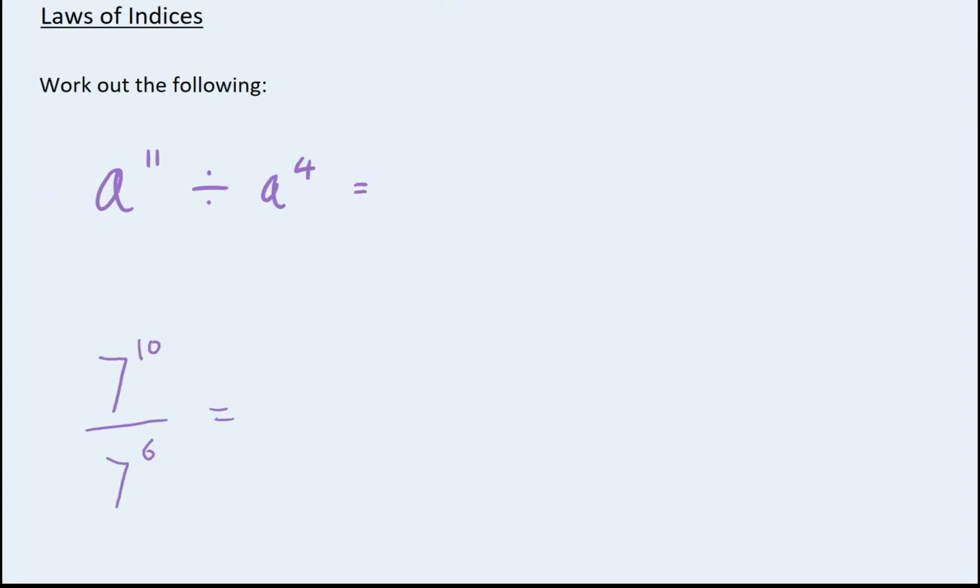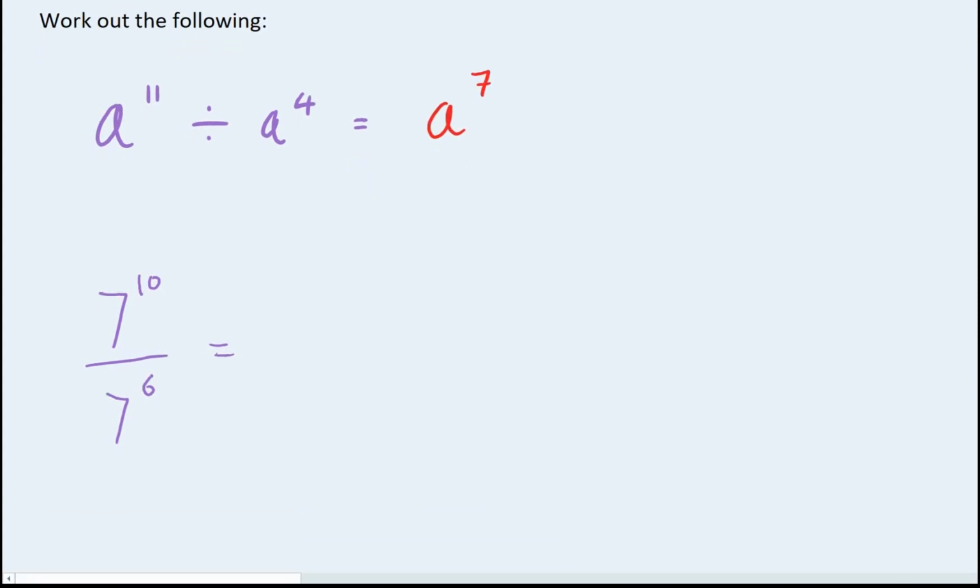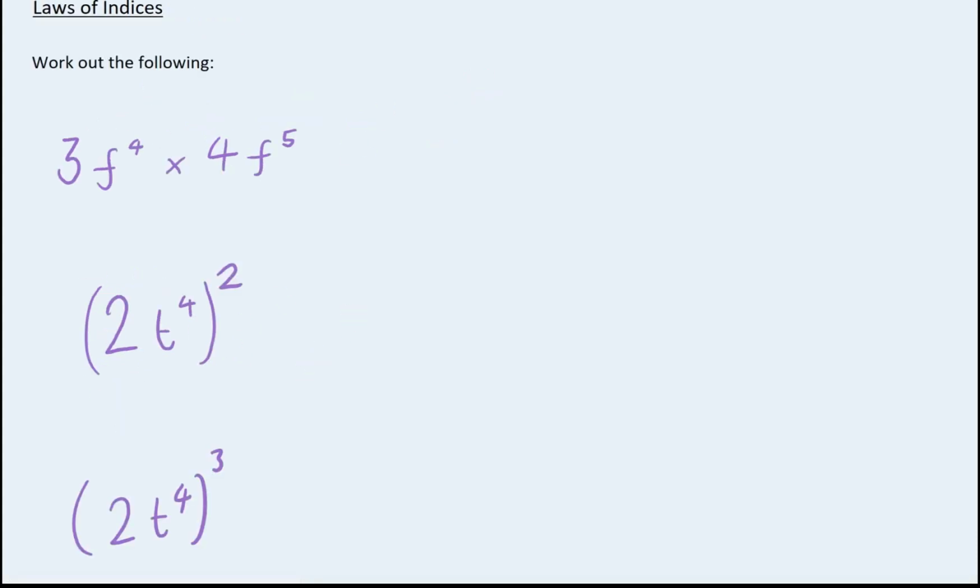Okay, same idea with division. It works the exact same way. If you were dividing, you need to subtract the powers. So here, this would be a to the 7, that's 11 minus 4. And also we see a fraction, that of course means the same thing as divide. So we subtract the powers, we do not change this base number, so it would just be 7 to the 4. Okay, that's the basic idea.